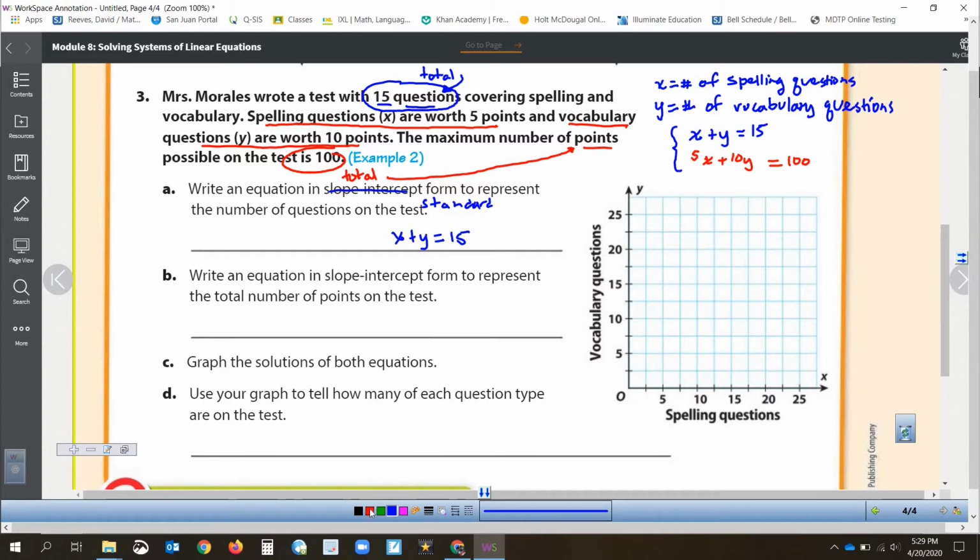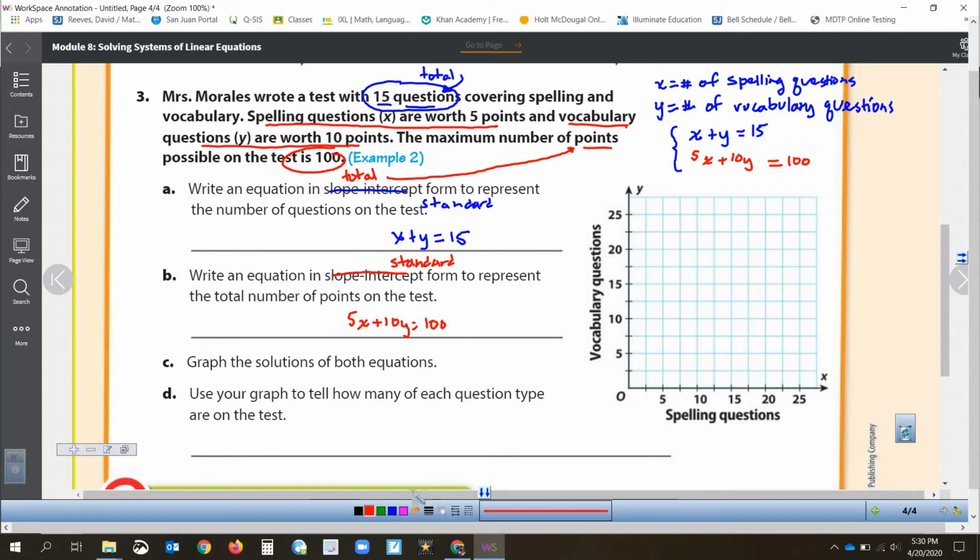And then right here, we're going to do an equation in standard form for the number of points on the test, and that's our second equation, 5x plus 10y equals 100. Again, if we wanted this in slope-intercept form, we would have to subtract 5x and then divide by 10, but we're not going to worry about that. Now graph the solutions to both equations.